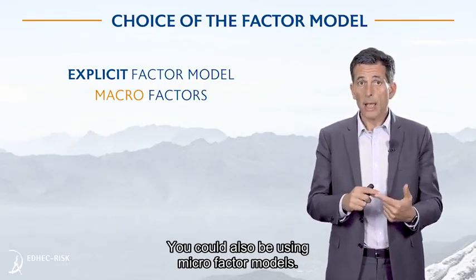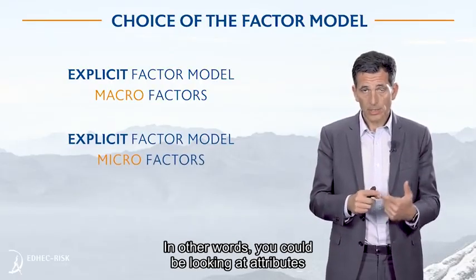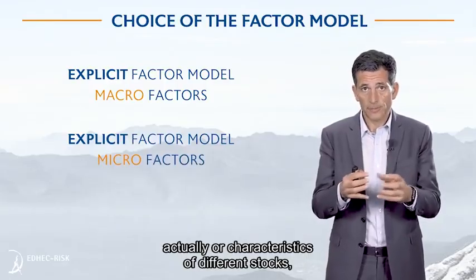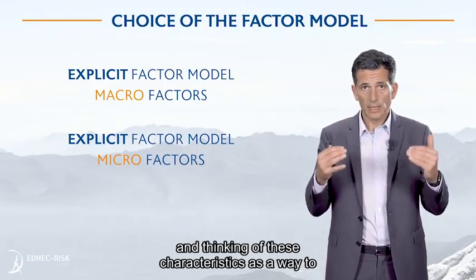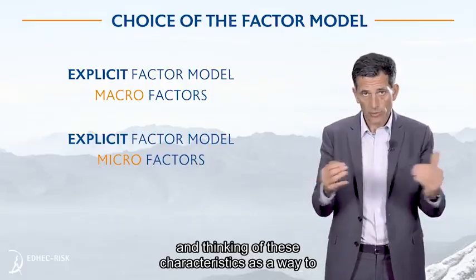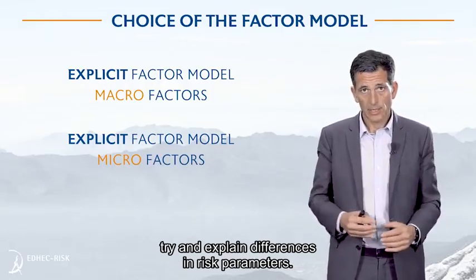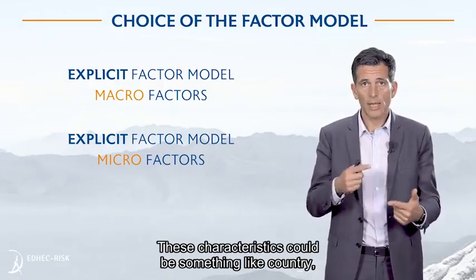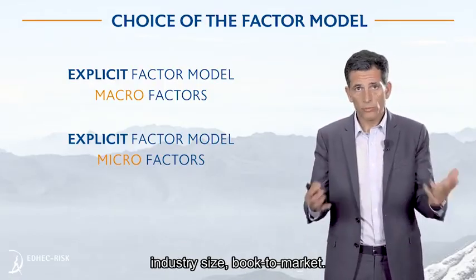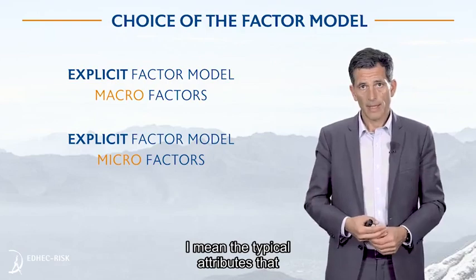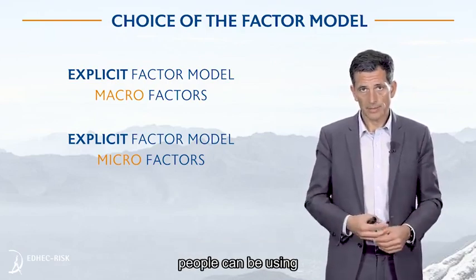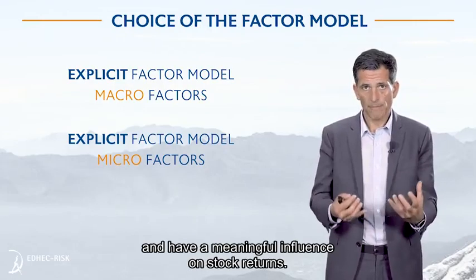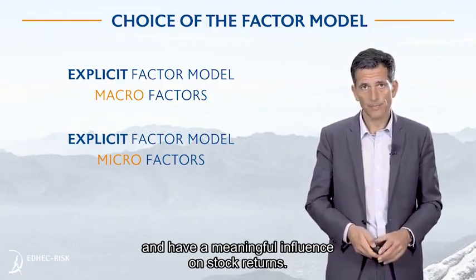You could also be using micro factor models. In other words, you could be looking at attributes, or characteristics, of different stocks, and thinking of these characteristics as a way to try and explain differences in risk parameters. These characteristics could be something like country, industry, size, book to market. I mean, the typical attributes that people can be using and have a meaningful influence on stock returns.